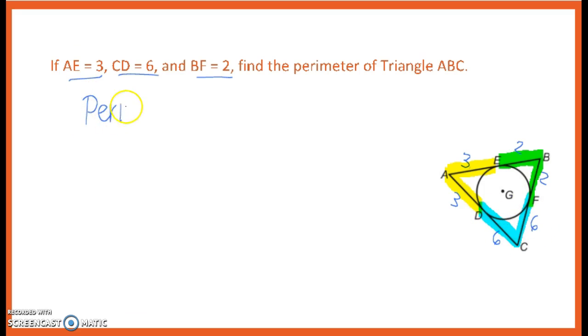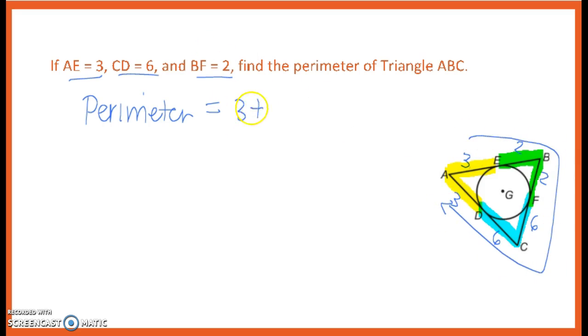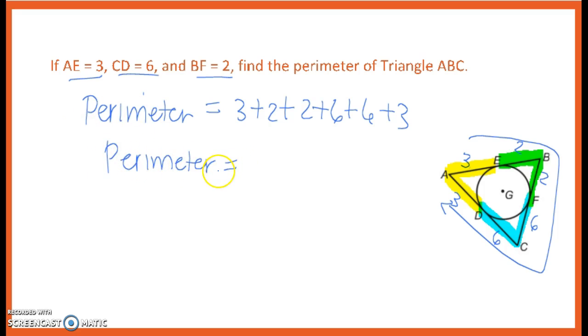So if we want to find the perimeter, then we just add up all of the lengths going around the entire triangle. So we have 3 plus 2 plus 2 plus 6 plus 6 plus 3. And if I add up all of those lengths going all the way around the triangle, then my perimeter is going to equal 22 units.